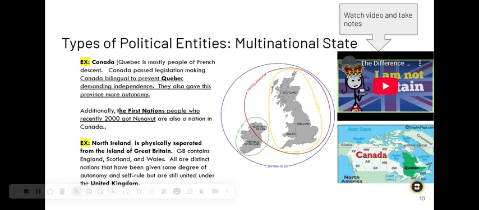And then another example would be Northern Ireland, which is physically separated from the island of Great Britain. Great Britain contains England, Scotland, and Wales, and they are all distinct nations that have been given some degree of autonomy and self-rule, but they are still limited under the United Kingdom.